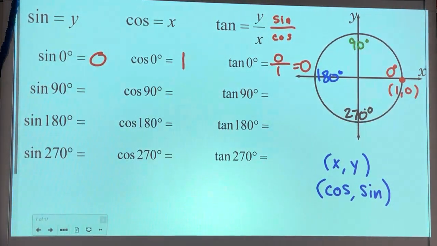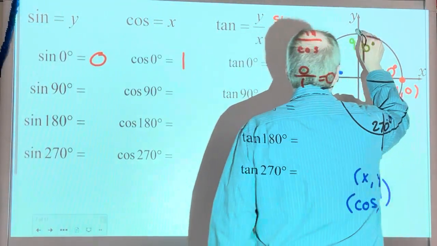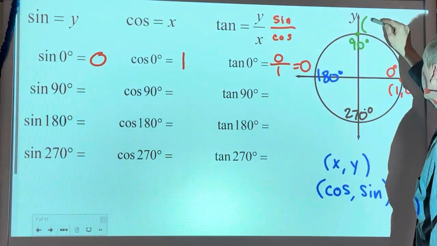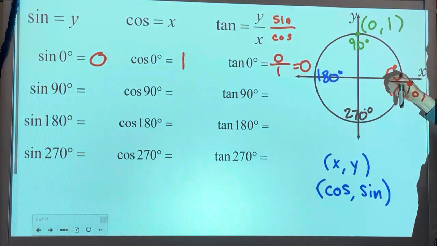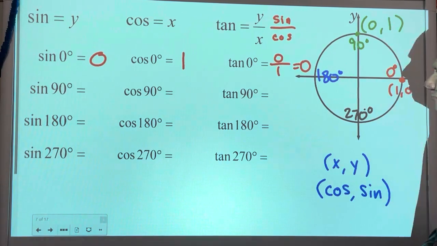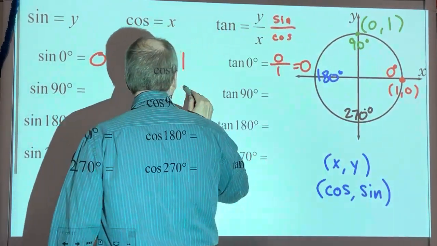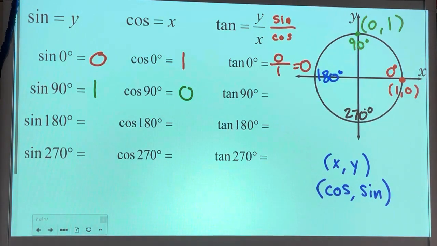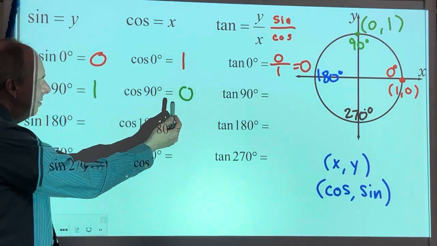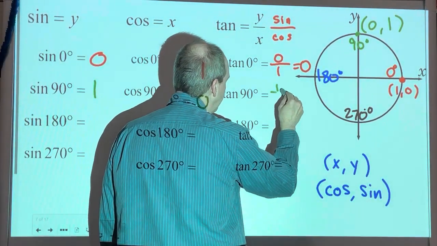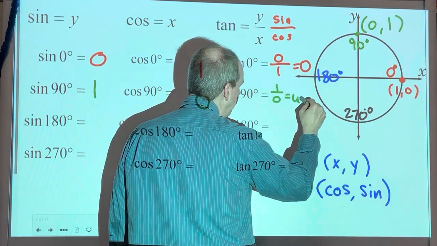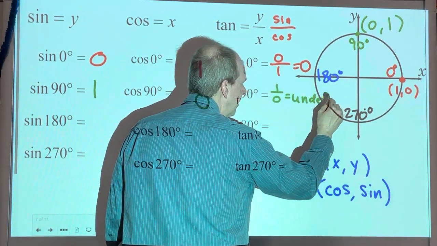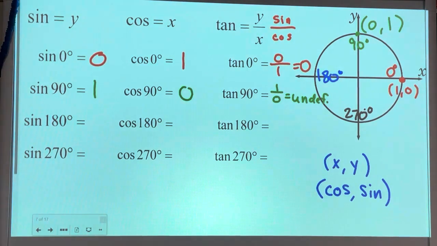My next point, 90 degrees, straight up. 0 comma 1. X is 0, y is 1. To find tangent, we would take sine divided by cosine. 1 divided by 0 is undefined. You get a vertical asymptote there. You cannot divide by 0.